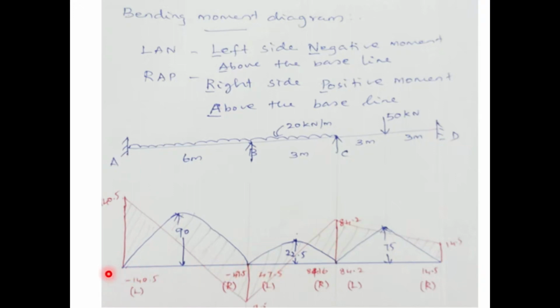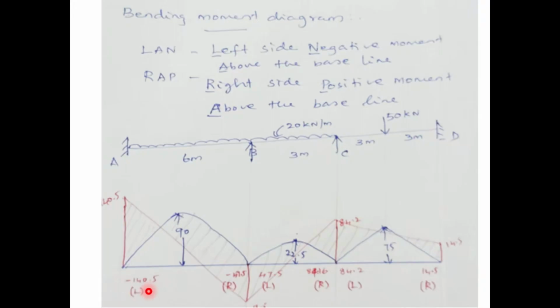AB member, first consider AB. A is the left side end and B is the right side end. The end which is nearer to your left hand is the left end and the end which is nearer to the right hand is the right end. So left end A. What is the moment at A point? MAB, that is minus 140.5.